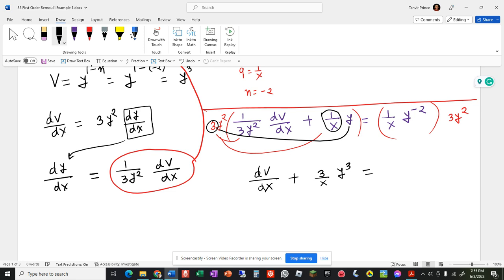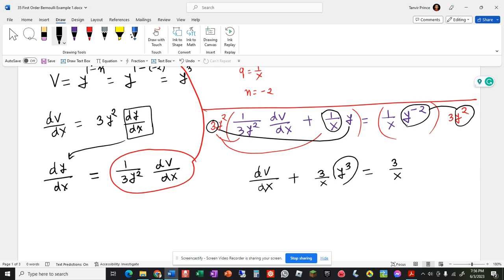Equal to this side, y to the power negative 2 and y to the power 2. When I multiply, I get y to the power 0. Remember, you add the exponents, so you get y to the power 0, which is 1. So that's just 1. And 1 over x times 3 is just 3 over x.